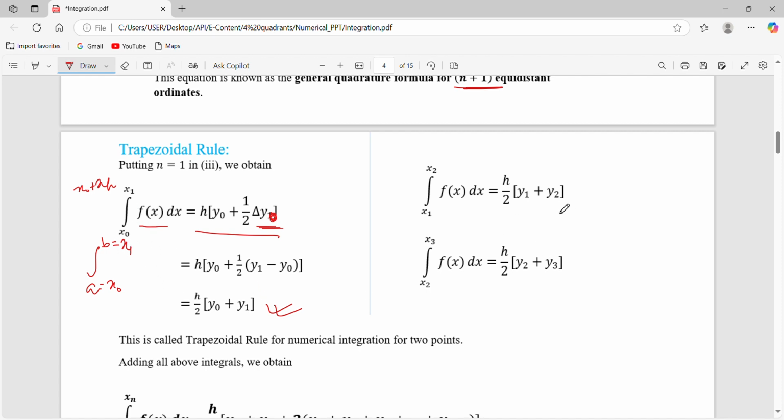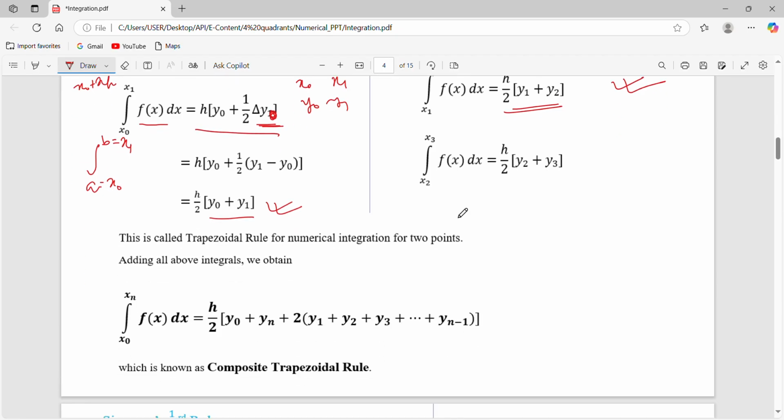Next interval is x1 to x2. So f(x) dx, and since here x0 to x1 corresponds, the values of y will be y0, y1, so that's why y0 and y1 are involved. Same way x1 to x2, so here the independent variables are x1, x2, and the dependent variables y1, y2, so that's why y1 y2. Just go to the next interval, that is x2 to x3, so same way y2 plus y3.